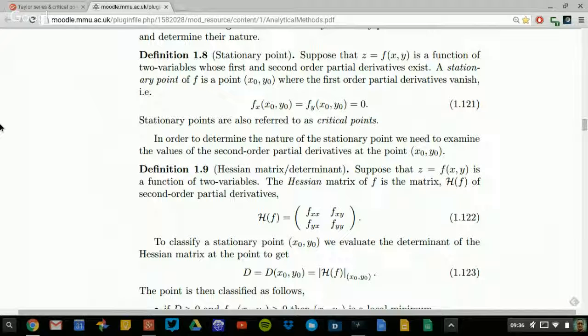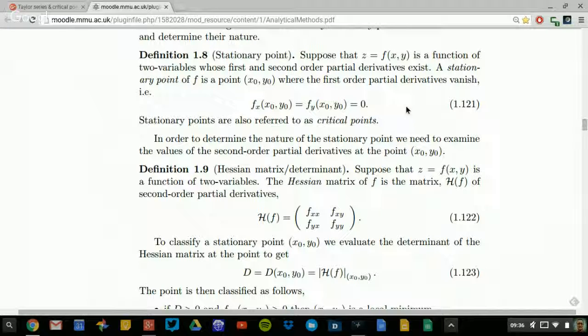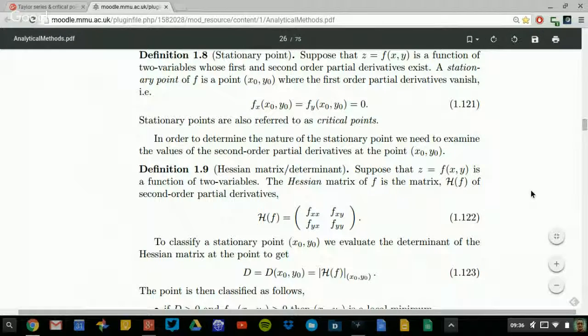We search for solutions of these two equations here, the two equations in 1.121 there. The x derivative evaluated at the stationary point x0, y0 has to be 0, as well as the y derivative, df dy. That finds the stationary points, but we then need to be able to classify them into one of those three types. And the classification is carried out with the aid of the second order partial derivatives.